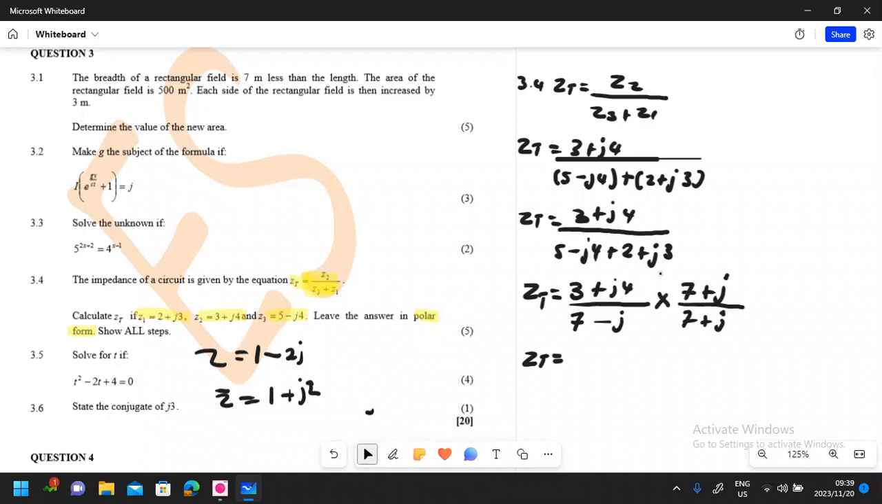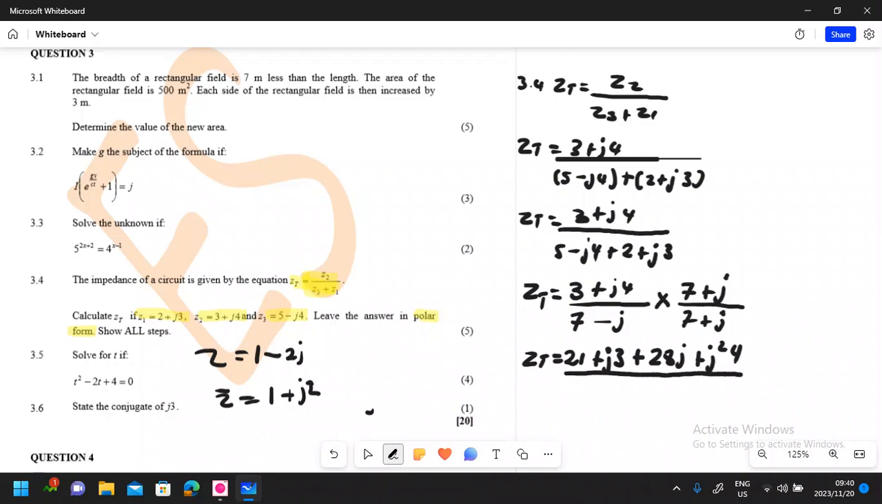You say 3 multiplied by 7 is going to give us 21. All right, and then 3 multiplied by j is going to give us plus j3. Okay, and then we come to this one. j4 multiplied by 7 is going to give us plus 28. Let me double check. Yes, it's going to be 28. Right, and then j4 multiplied by j, this is going to be plus j squared 4. Then we divide there.